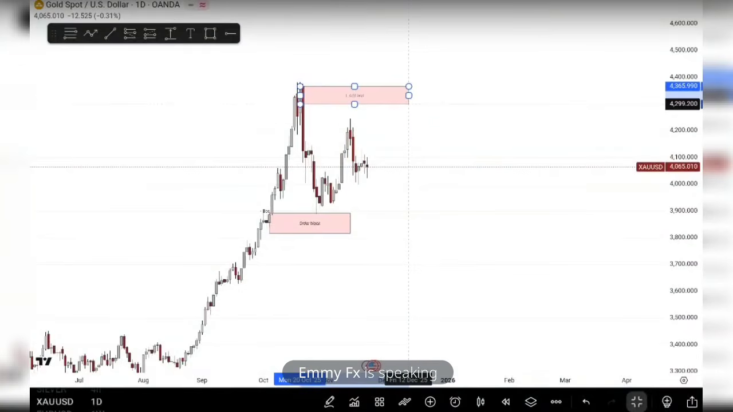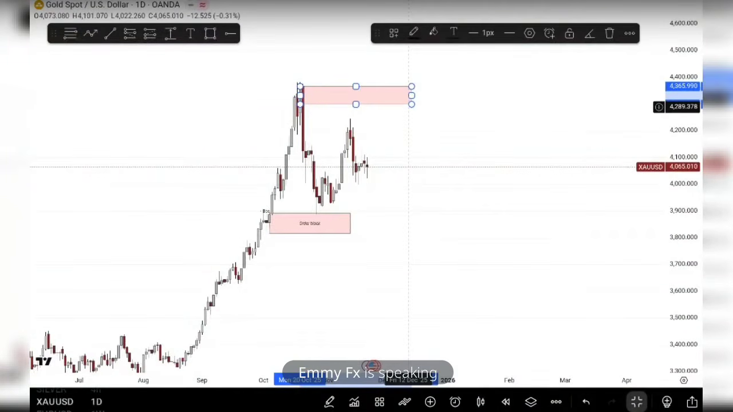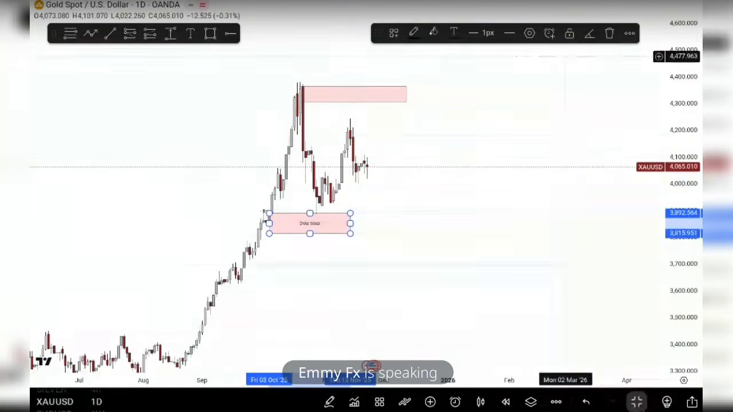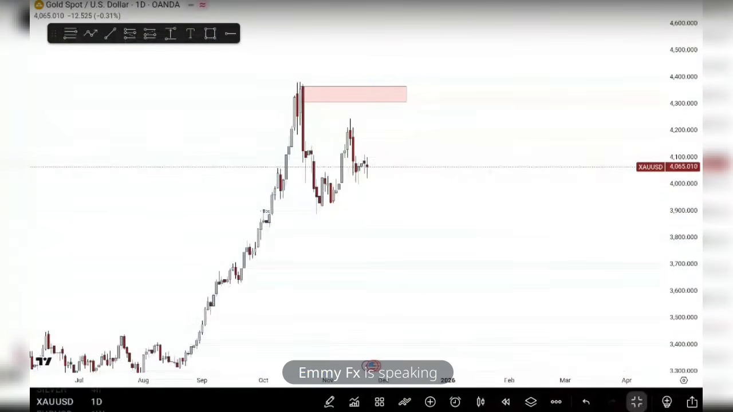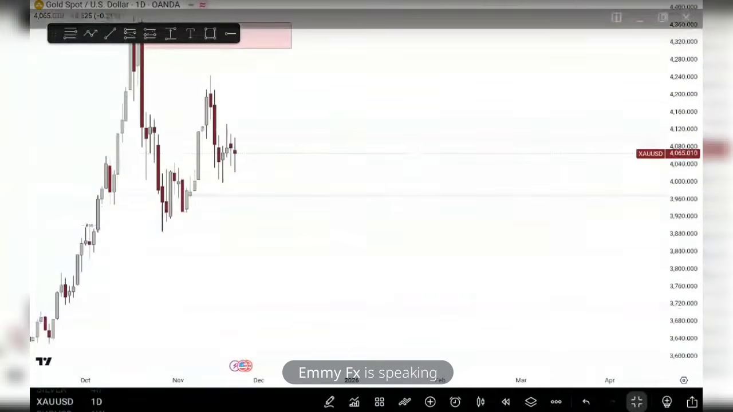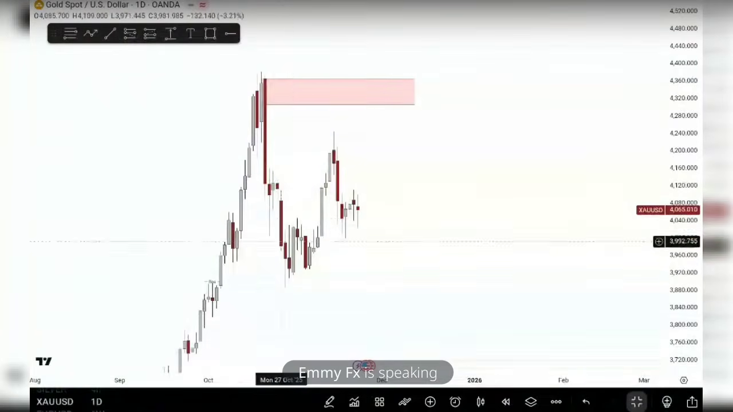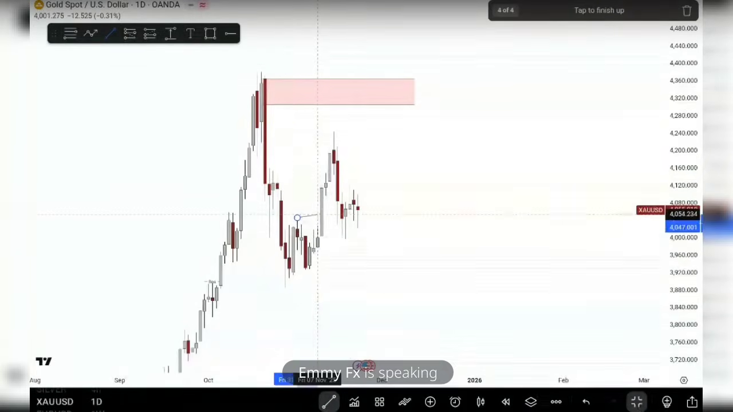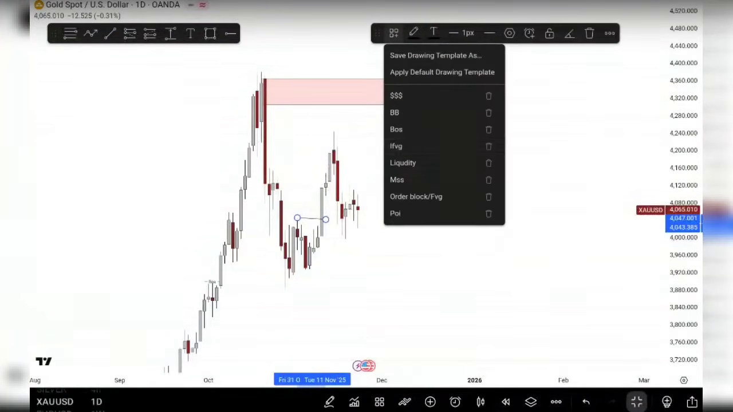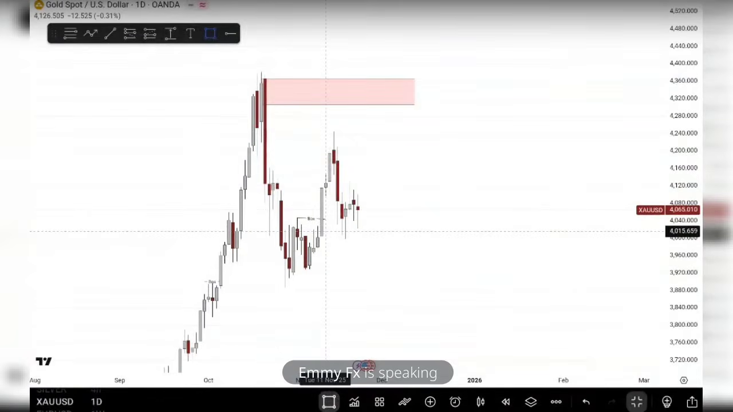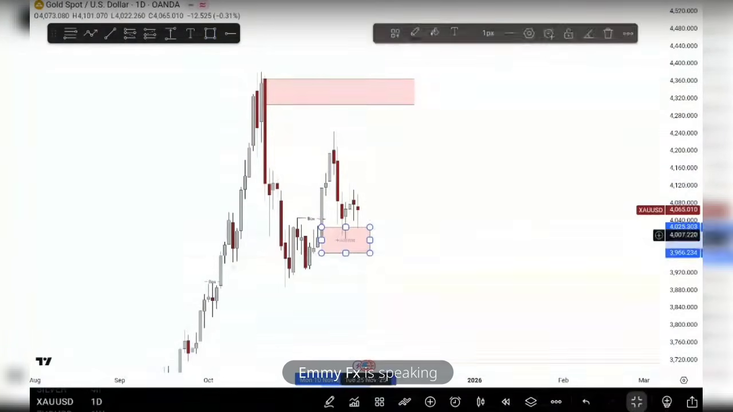Once we go to our lower time frame bias, you know that this order block will be defined. But first, let's read what our market is trying to say. For instance, we have this break of structure to the upside, and price is currently reacting from this order block here.